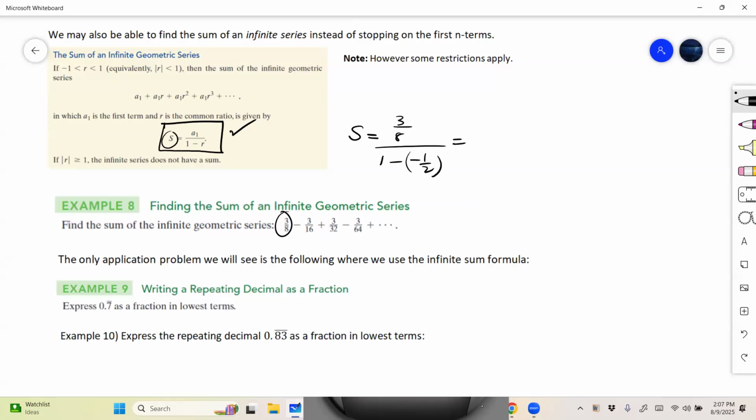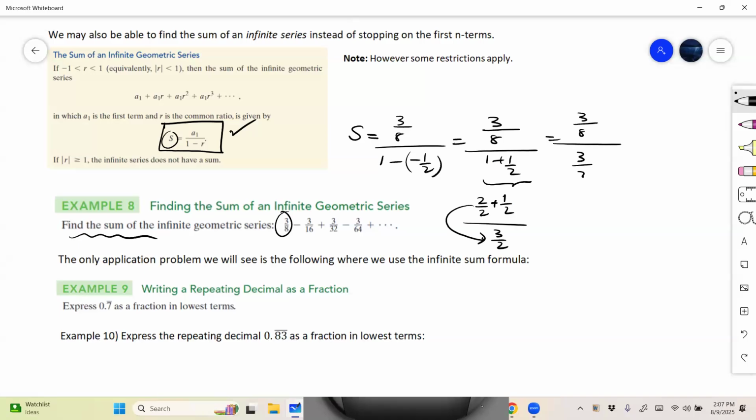Now, you cannot give us a decimal, right? The answer has to be given as a fraction. Even though in this case the question doesn't say it, you cannot give a decimal. So 3/8. This is 1 plus 1/2. Obviously, you can find a common denominator if you remember. Right? So this is 3/2. Okay? So 3/8 divided by 3/2.